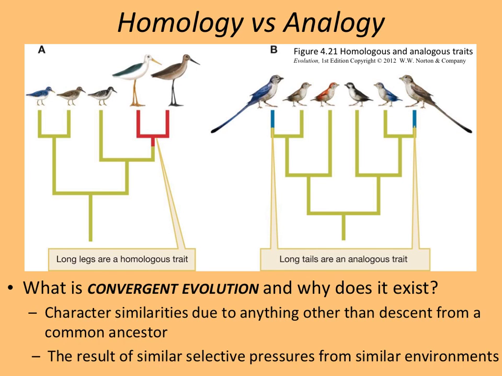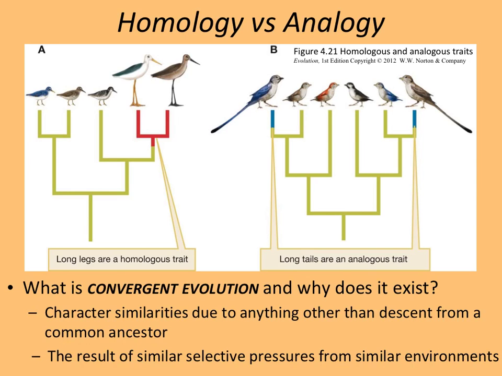Okay, homology. What's homology? Anybody? Like something similar to something? Exactly. Similar by descent from a common ancestor. So when we looked at the limbs of tetrapods, they all have the same bones, right? And it's because they all descended from an ancestor with those bones for the four limbs.